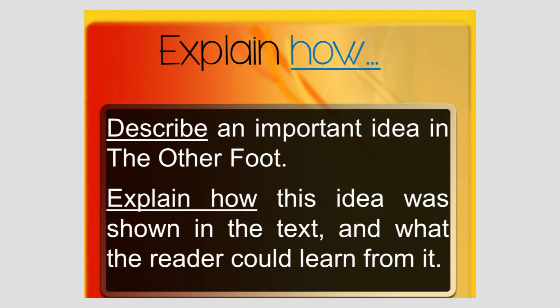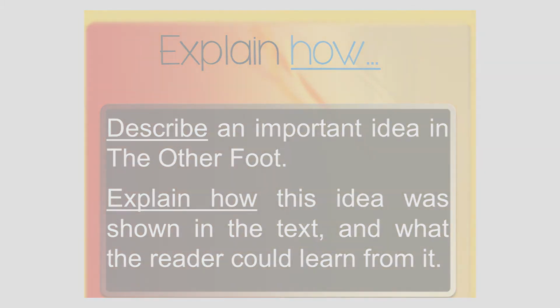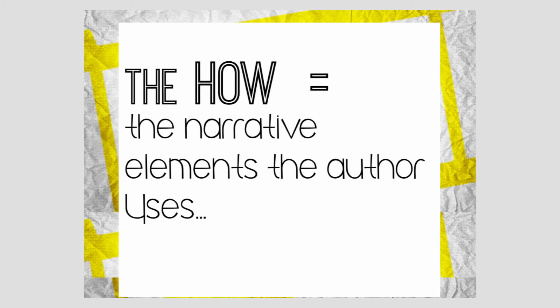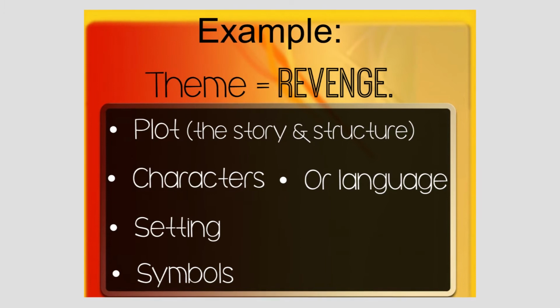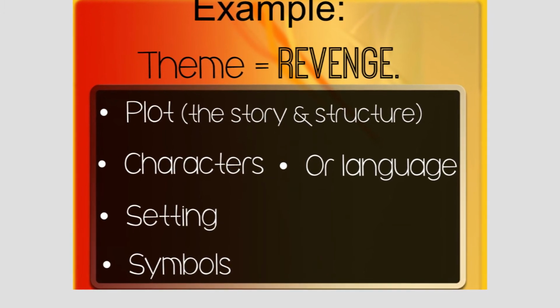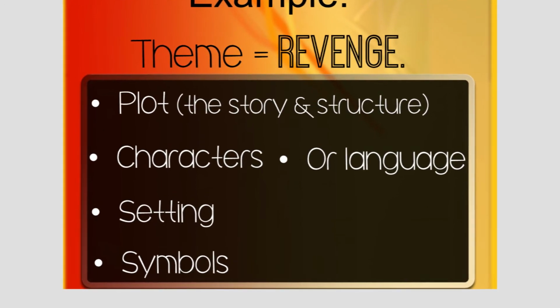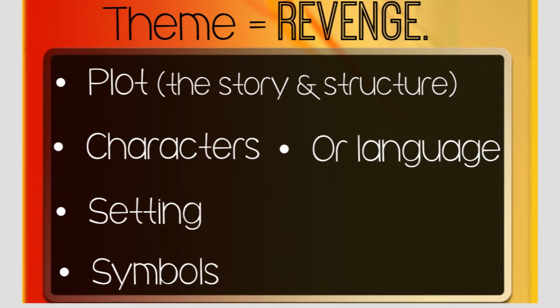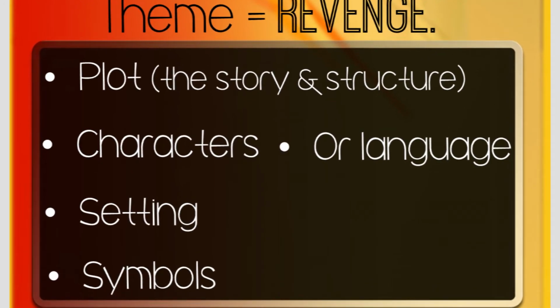How is that theme shown? And the way themes are shown in short stories and in novels are through the narrative elements. So by identifying some important narrative elements, we can explain how we learn about the theme of either revenge or prejudice. So what narrative elements has Ray Bradbury used in the short story to show us the theme revenge? Well, you might talk about plot, which is the story and the structure, or you might talk about characters. You might talk about setting, or symbols, or language.